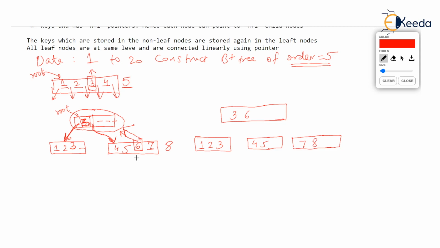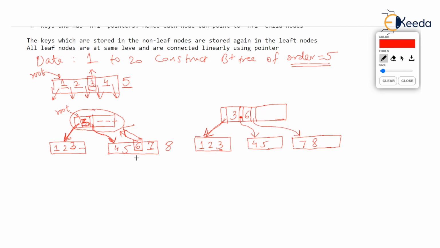Now the left pointer of 3 will point to 1, 2, 3. That means all values less than or equal to 3 are to the left of 3. See, 3 is also to the left of 3. And this pointer, to the right of 3 and left of 6, will point to 4, 5. All values between 3 and 6, that is 4 and 5, will be to the right of 3 but left of 6. And all values greater than 6, that is 7, 8, will be to the right of 6.